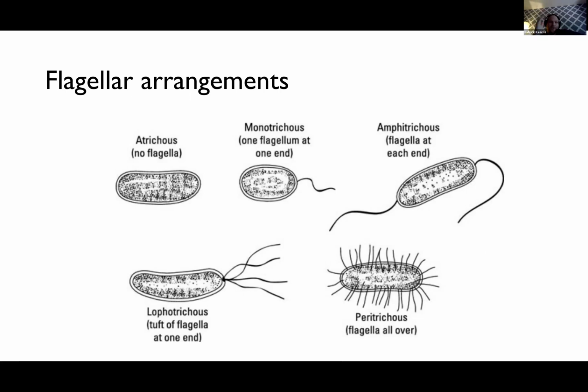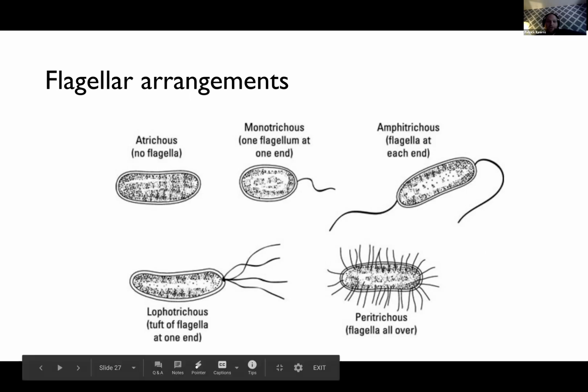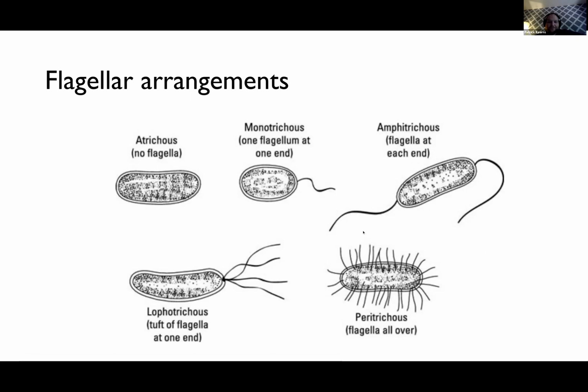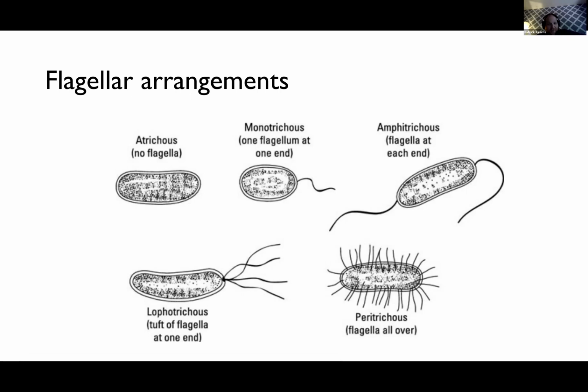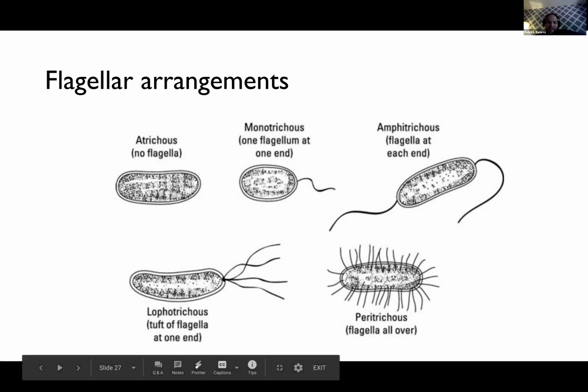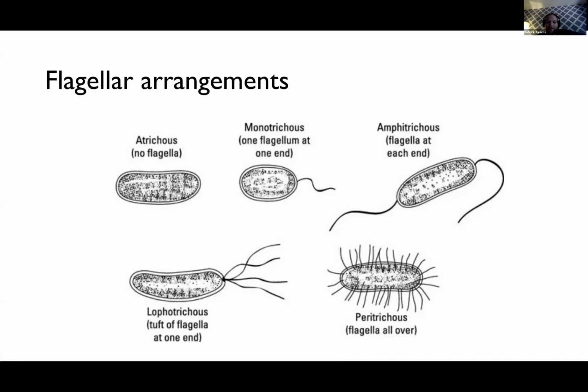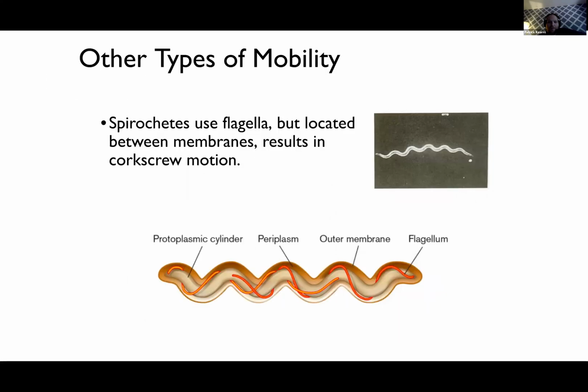You could be what's called atrichous, which is the possession of no flagella. You could be monotrichous, which is one flagellum at one end. You could be amphitrichous, which is one flagellum at each end. Lophotrichous, having a bunch of flagella at one end. Or my favorite, because it looks like a hairy bacteria, peritrichous, which is flagella all over. But at the end of the day, they all work the exact same way. They spin clockwise or counterclockwise to direct the movement.